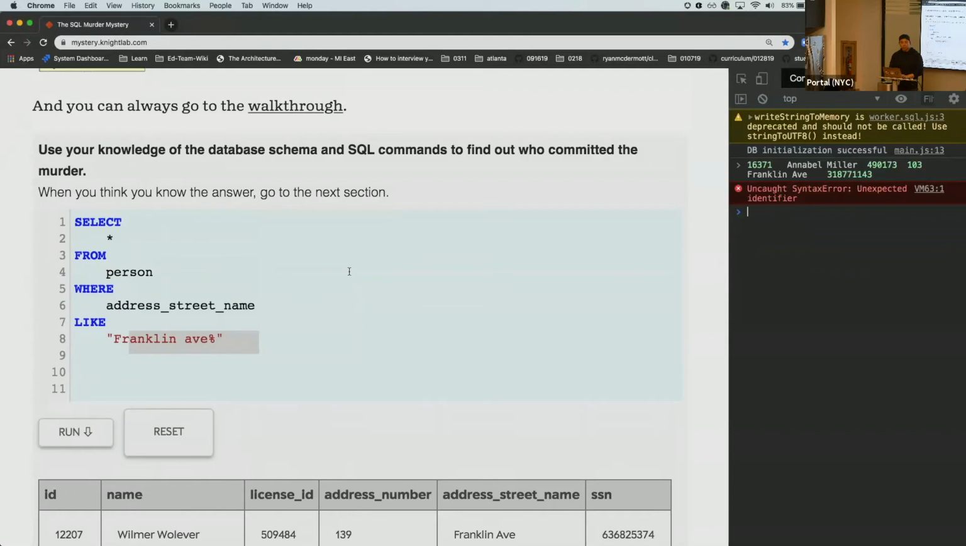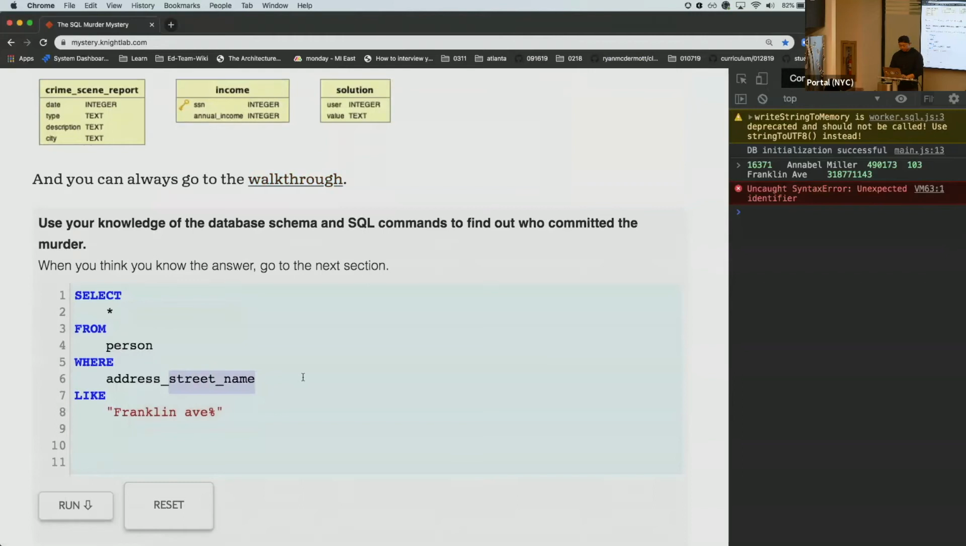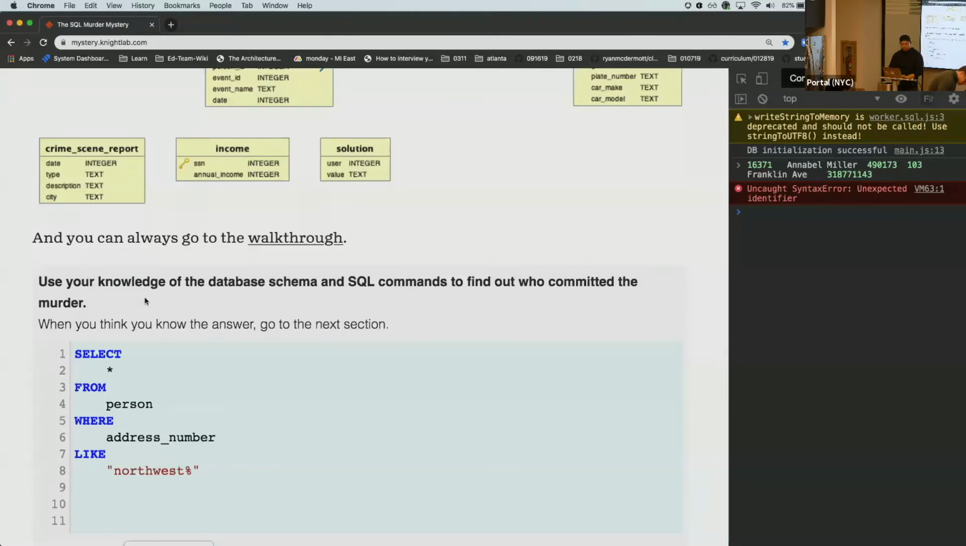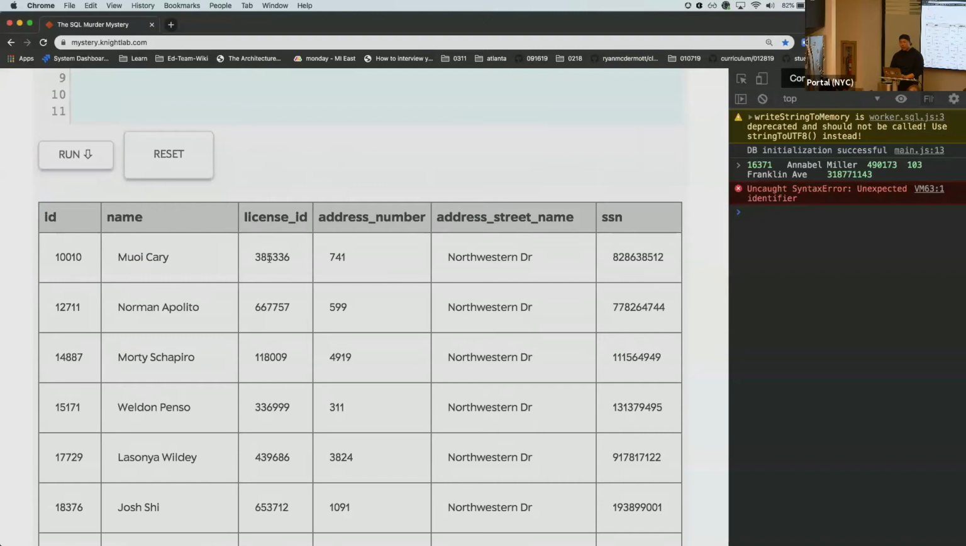Okay, so we have Annabelle, and then who else did we have? Do you remember the other piece of information? There was a street address. So I want to say address number. And then what was it? Northwestern. So we'll just put north, Northwest. Okay, nobody? That's embarrassing. Not a number. I think it was also Northwestern address, street name. It was Northwestern.